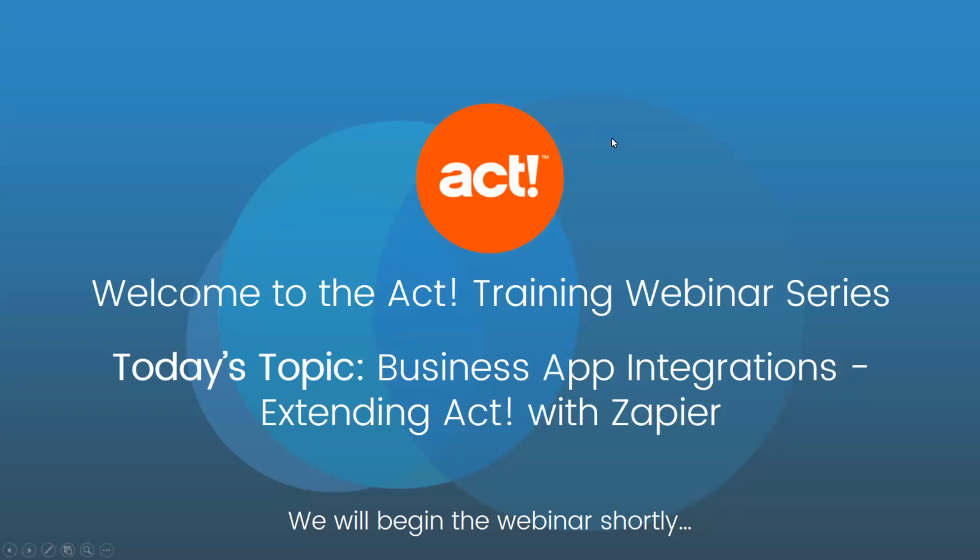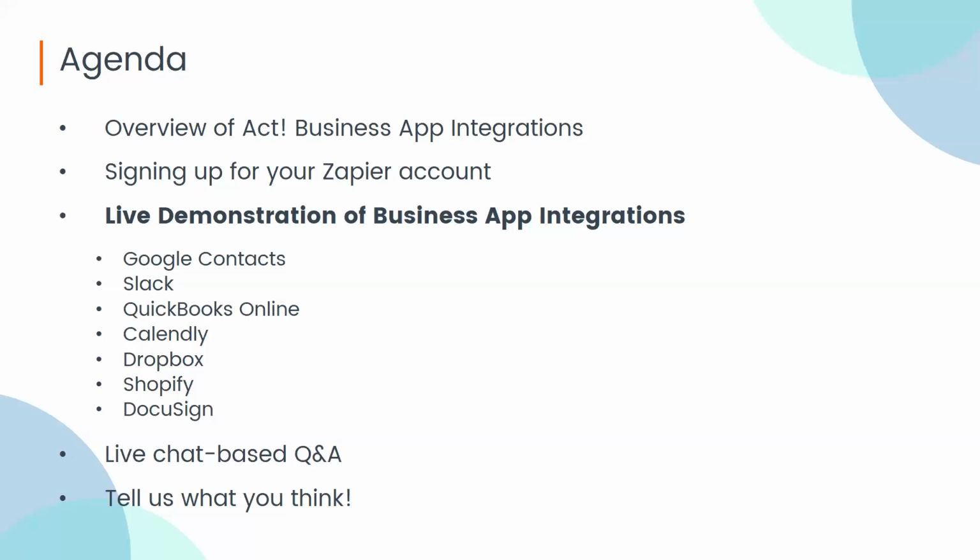So what I'd like to do is just start by giving you an agenda of what we're going to cover today. I'm going to give you an overview of ACT business app integrations, the different kinds of integrations that you can use with ACT. I'm going to show you how to sign up for your Zapier account. And then I'm going to give you a live demonstration of, wow, 7? I'm going to do 7 connections. Okay, we got a lot to cover today.